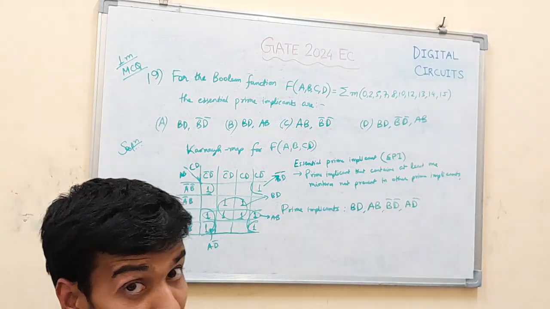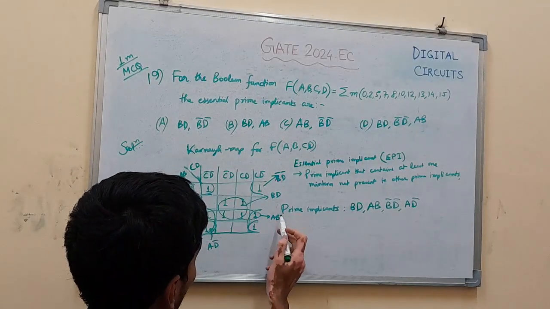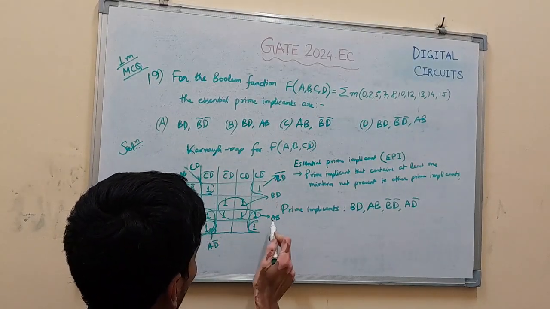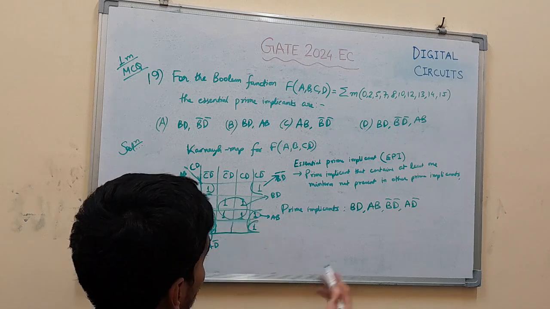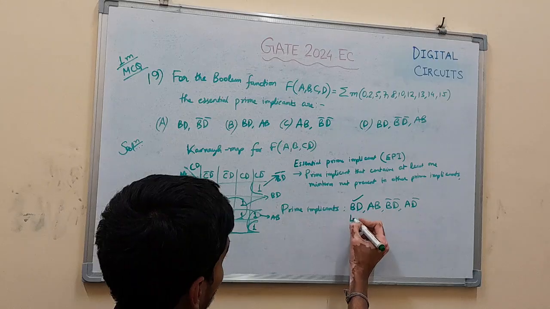के साथ कॉमन है, तो दैट इज कॉमन विद AB। But these two ones are not common with any other prime ingredient, whether it be B bar D bar, AD bar or AB. These two ones. So we can call BD as an essential prime ingredient. तो ये हो गया API.